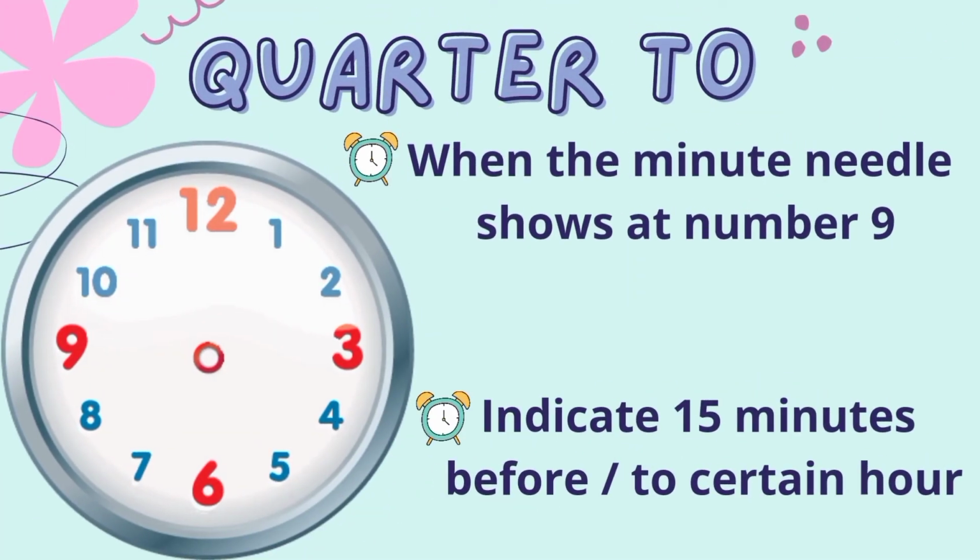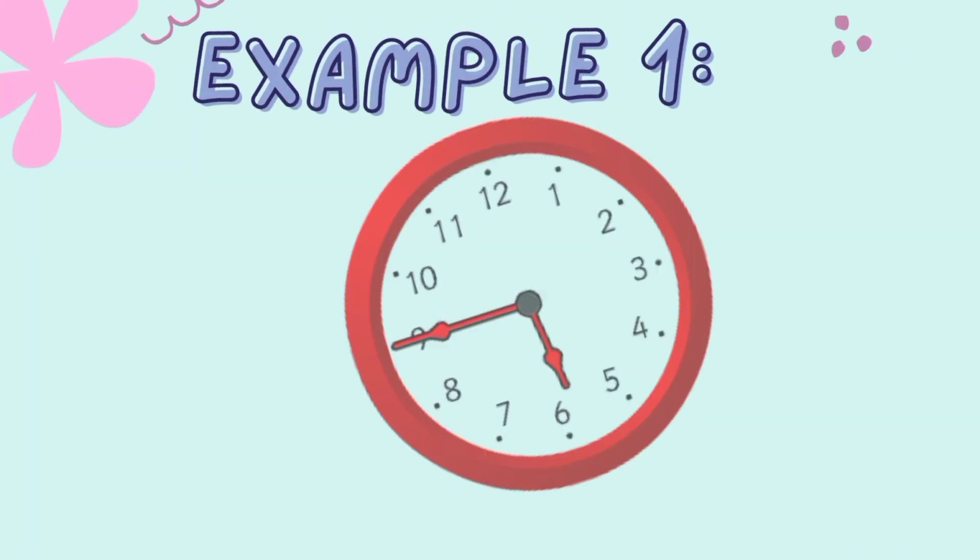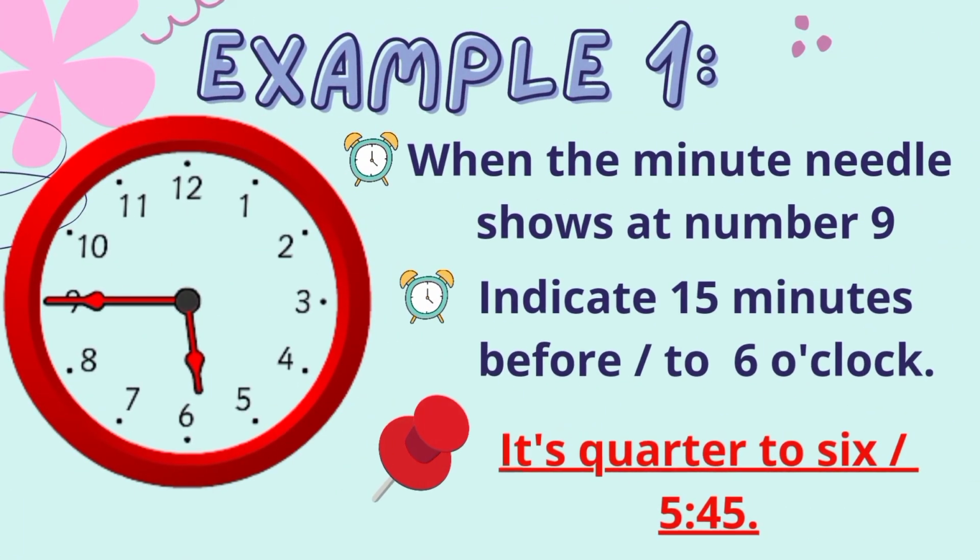Now, let's take a look at the second word, which is quarter to. Quarter to is when the minute needle shows at number 9 and it indicates 15 minutes before a certain hour. Let's look at the first example. The minute needle shows at number 9 and the hour needle is almost at number 6. So this indicates 15 minutes before 6 o'clock.